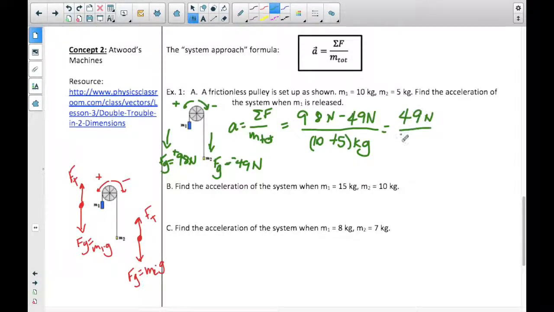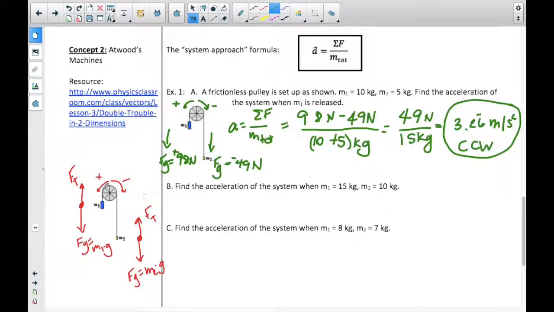and our total mass is 15 kilograms. We go to our calculator and we divide that out, and we should get 3.26 meters per second squared, and it is going in the counterclockwise direction. Counterclockwise, that's why it's positive.